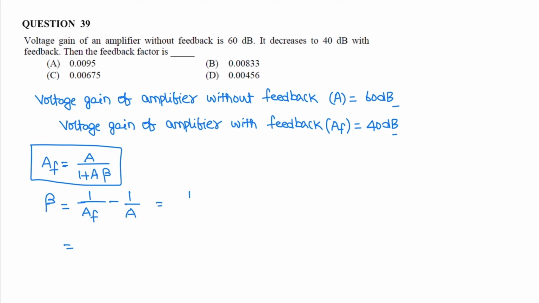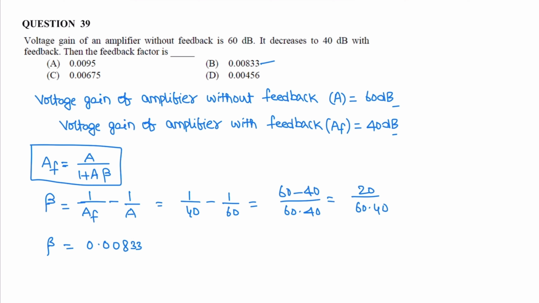So from this, beta is 1 by AF minus 1 by A. That is 1 by 40 minus 1 by 60. So that is 60 minus 40 by 60 into 40, which is 20 by 60 into 40. So its value is 0.00833. So the correct option is B. Beta is this much. Next question.